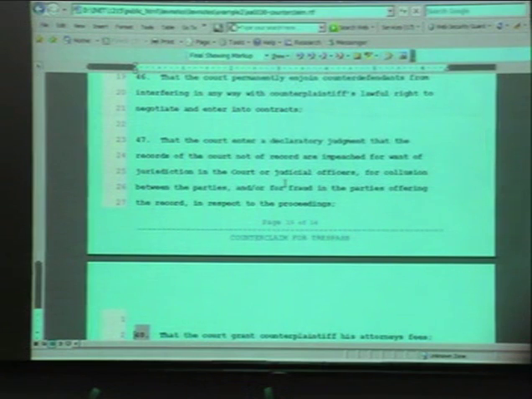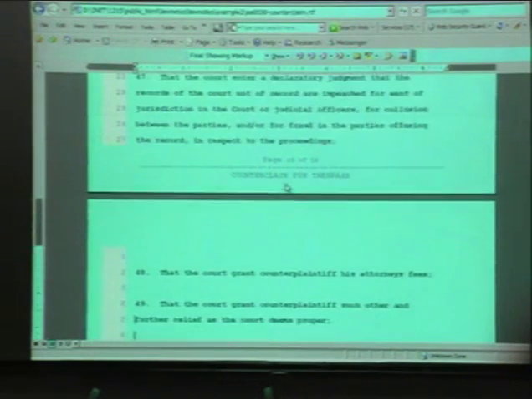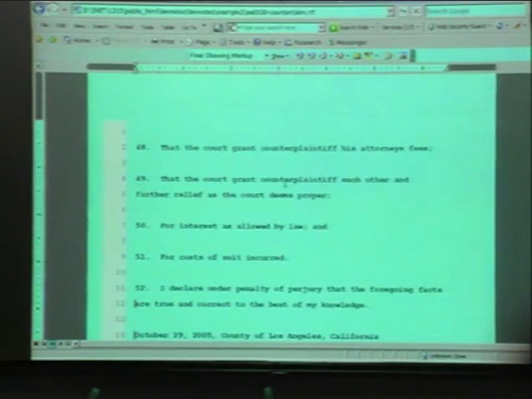So we want them enjoined and stated those records are wrong, for collusion between the parties and for fraud in the parties offering the record in respect to the proceedings, because there was some fraud involved. That the court grant counter plaintiff his attorney's fees. That the court grant counter plaintiff such other and further relief as the court deems proper.